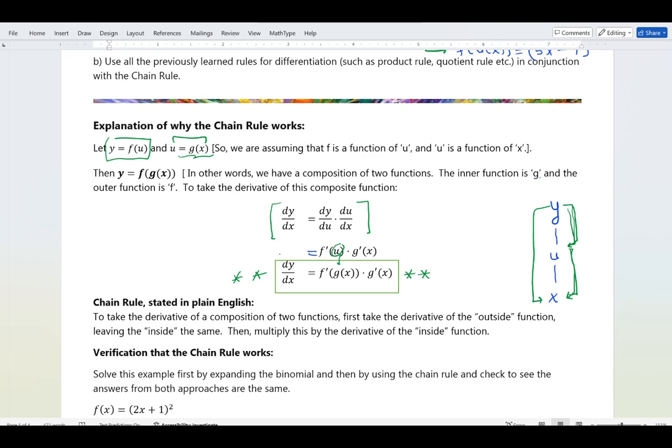So if y is a function of u, which is a function of x, and you're trying to find the derivative of y with respect to x, it turns out to be f prime of g of x times g prime of x. And this is important.